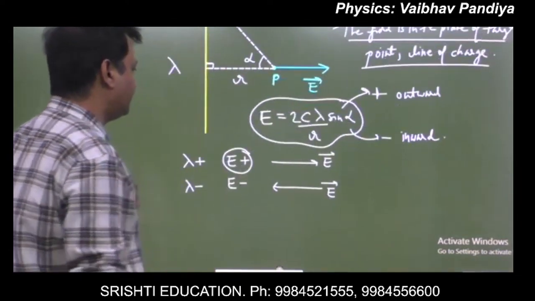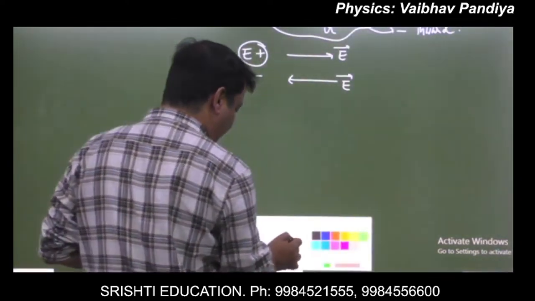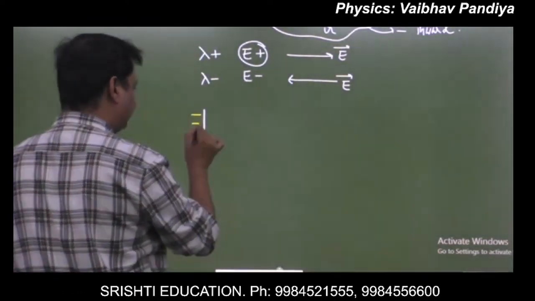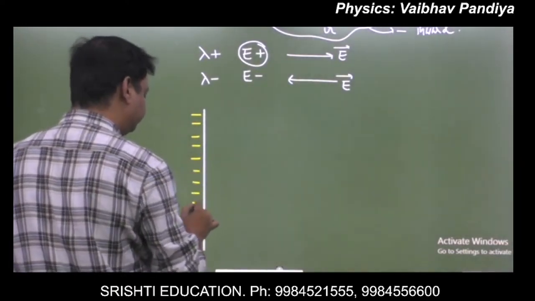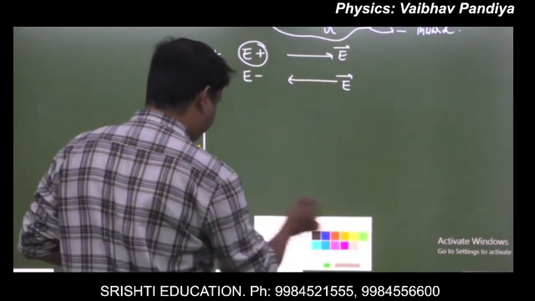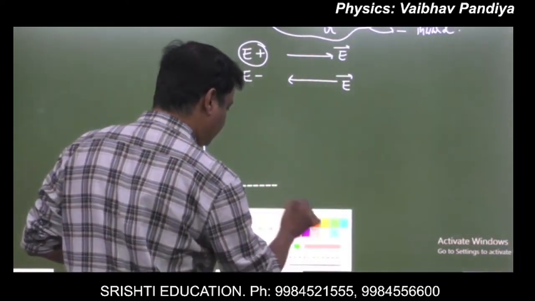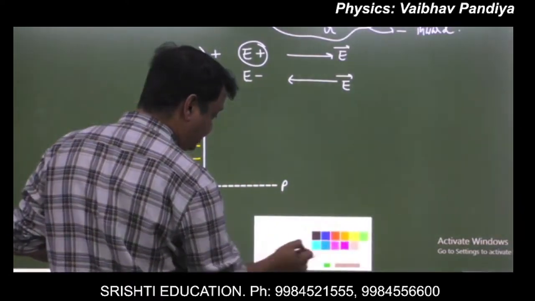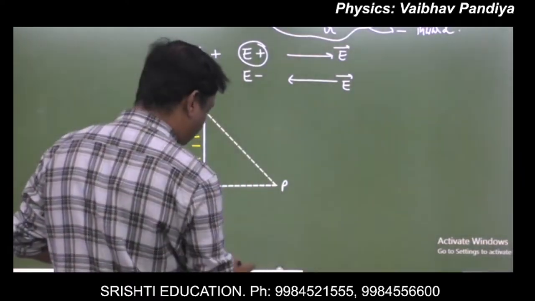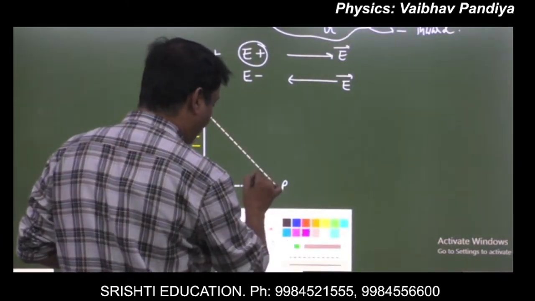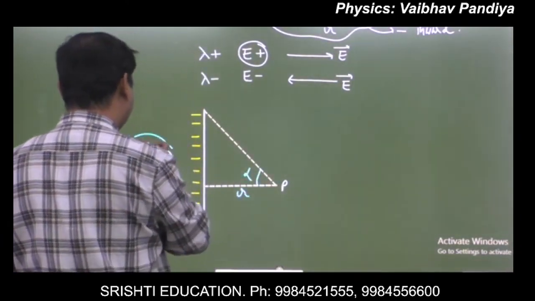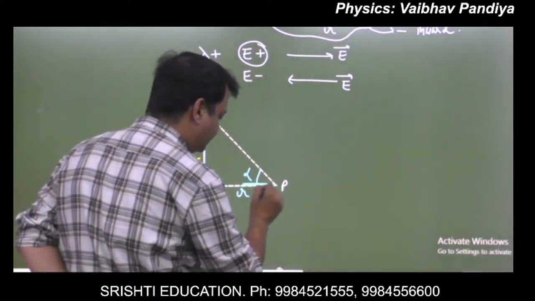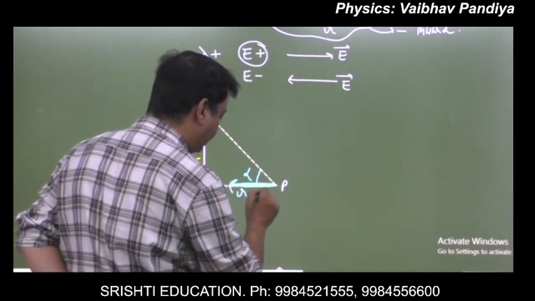Okay. However, if you know the sign of lambda, suppose in some problem, you are given that this is a negatively charged rod. And this is a point P, and this is lambda. Of course, if it is negatively charged, the sign of lambda will be negative. And this is your angle alpha, and this is r. So of course, lambda will be negative. I'm not writing minus lambda. I'm saying lambda is negative. So the negatively charged rod will make field inwards like this.